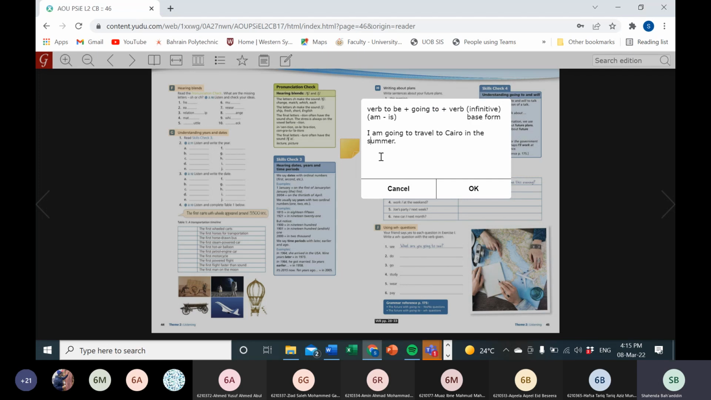Okay, another example. She is going to attend tomorrow's workshop. Again, is going to attend tomorrow's workshop. This means that the plan for the future is done, is ready, made. Okay? Clear, guys? How we structure going to?